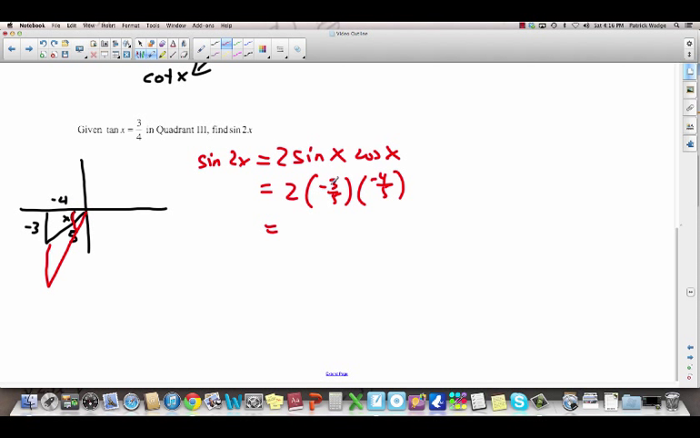We're going to multiply all those. So we get 2 times -3 times -4, which is 24. And 5 times 5 is 25. Remember, this is over 1. So you end up with 24/25. I don't even know what the angle x is equal to. But I now know, using my double angle formula, that the sine of double that angle is 24/25. That's pretty neat.